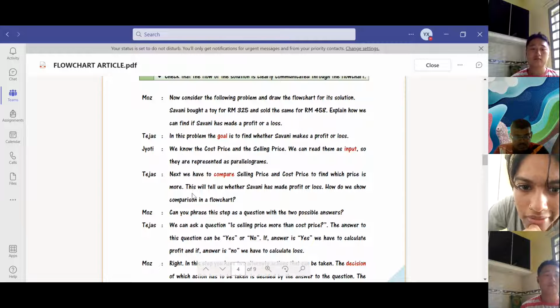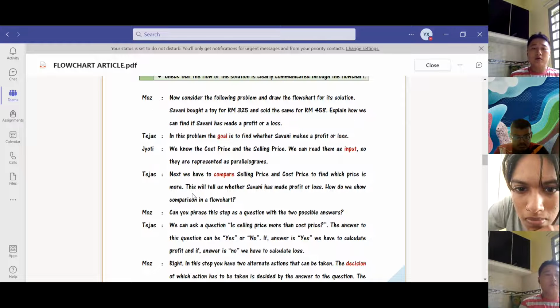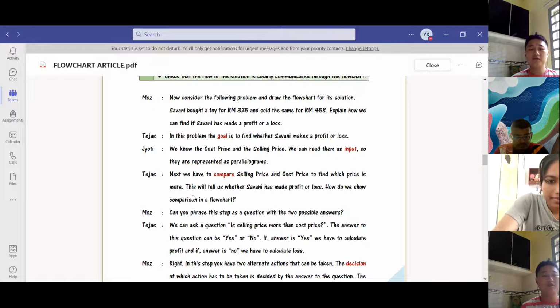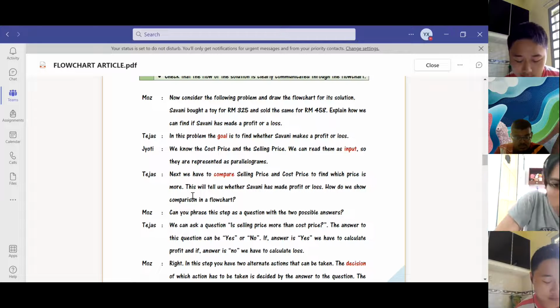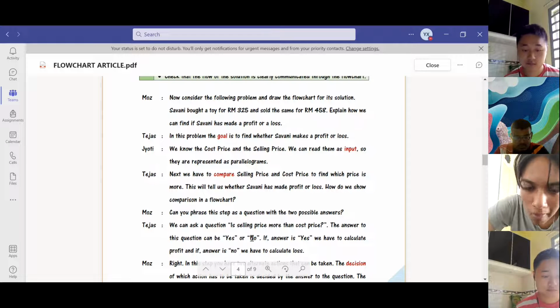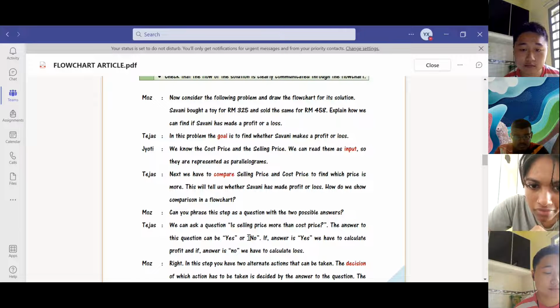Next, we have to compare selling price and cost price to find which price is more. This will tell us whether Savani has made profit or loss. How do we show comparison in the flowchart? Can you phrase this step as a question with the two possible answers? We can ask a question: is selling price more than cost price? The answer to this question can be yes or no. If the answer is yes, we have to calculate profit, and if the answer is no, we have to calculate loss.